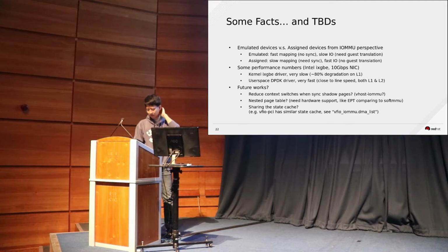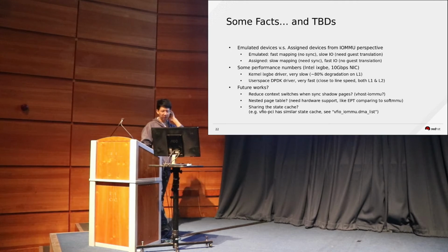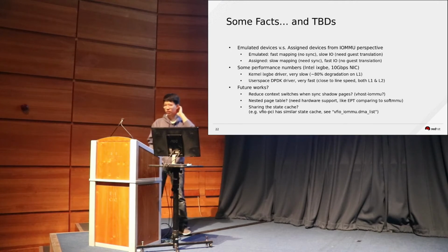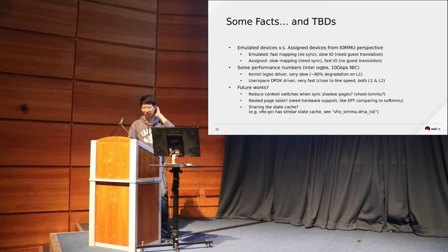And some performance numbers. I'm taking XGB as an example. The kernel driver can be super slow, like only 20% of the performance, but we are doing this mostly for user space DPDK. These kinds of user space drivers are not affected, because of what I already mentioned: the setup of the mappings is done beforehand, so we don't do mapping changes while DPDK applications are running. Future work: maybe we can have something like vhost IOMMU, for example, to connect.